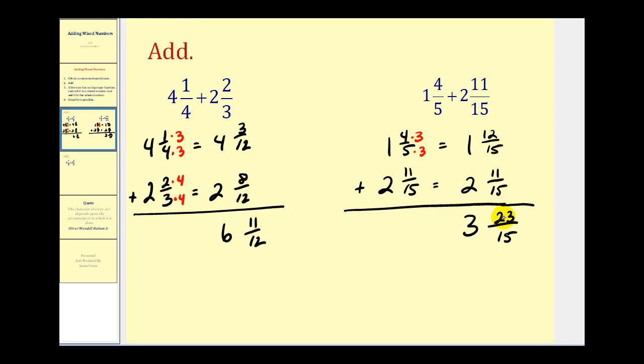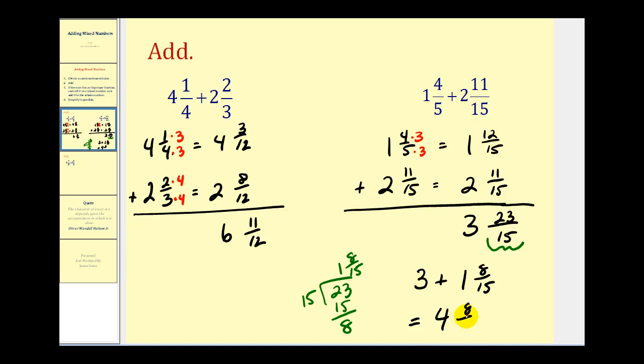Remember, the procedure for that is to perform long division. We'll take 23 and divide by 15. Well, there's 1 15 in 23. Our remainder is 8. So that tells us that 23/15 is the same as 1 8/15. So we'll go ahead and rewrite this as 1 8/15. So we're going to have 3 plus 1 8/15. Well, 1 plus 3 is going to give us 4. So our final sum will be 4 8/15.